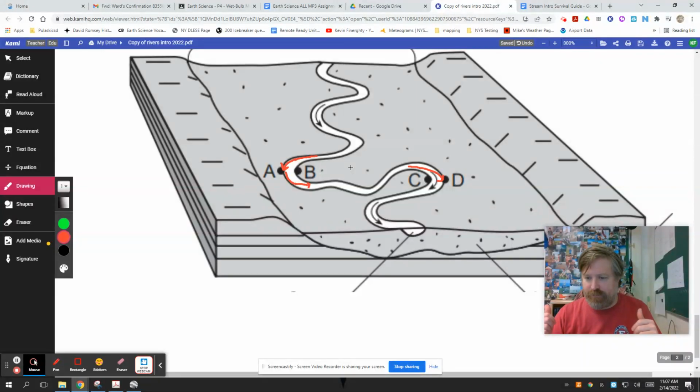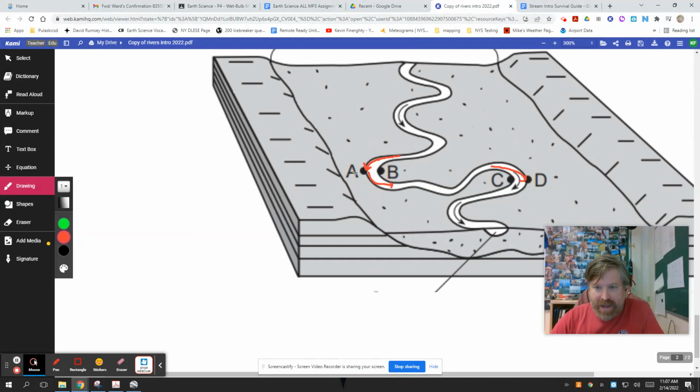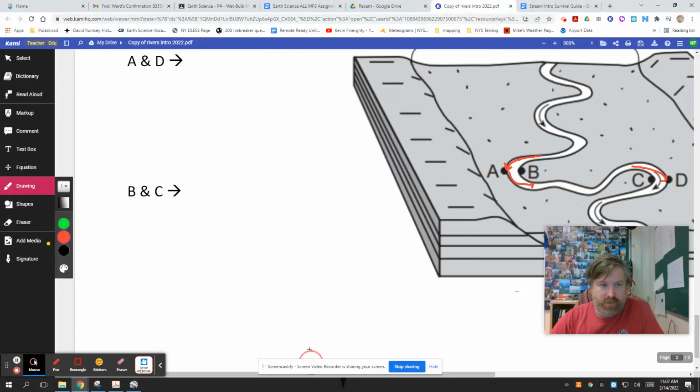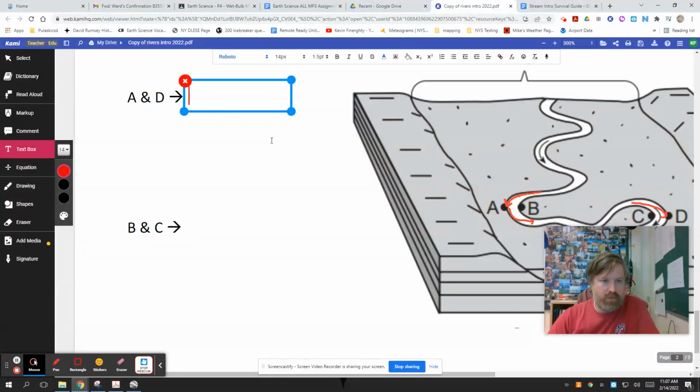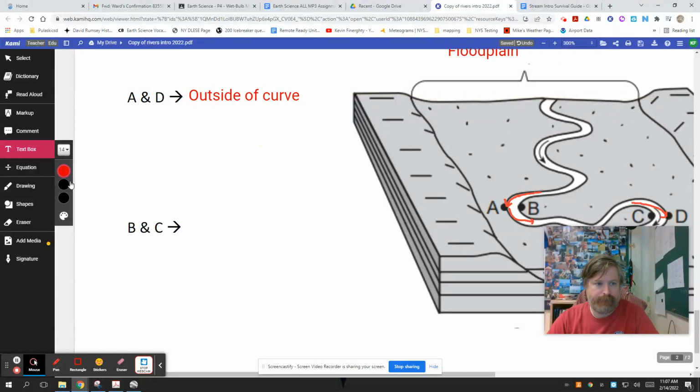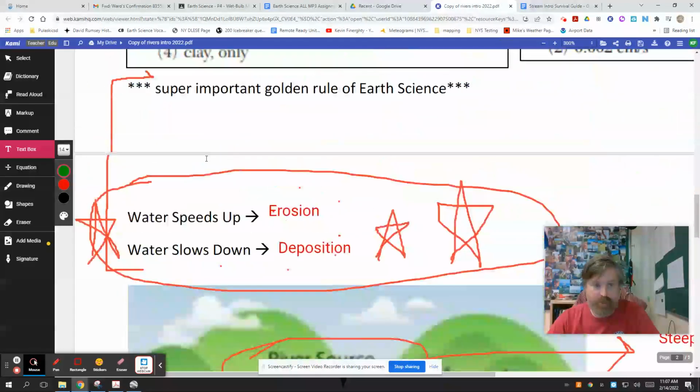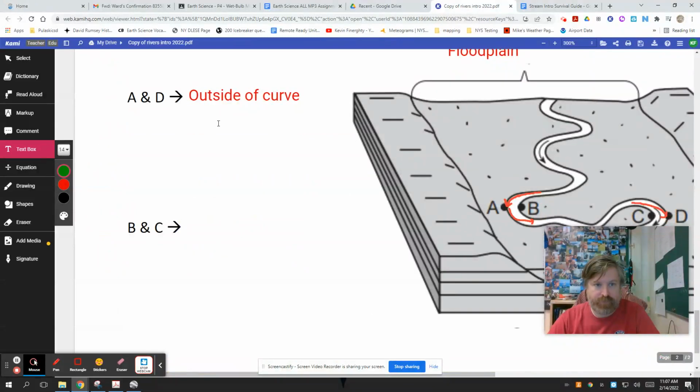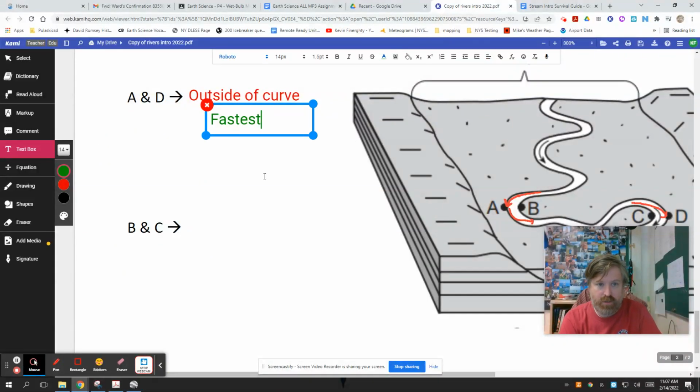So you got to get left and right out of your head for these. It doesn't make any sense in this context because it's different if it curves one way versus curving the other. The valuable thing to think about is, is it the outside of a curve or is it the inside of a curve? And A and D, in this case, are both the outside of the curve. And that's going to mean a couple of things. A, come back to this. That's going to be the big part. It's going to be the fastest water locally.